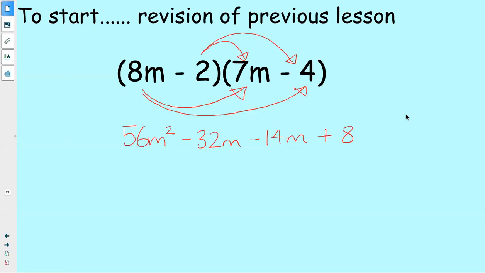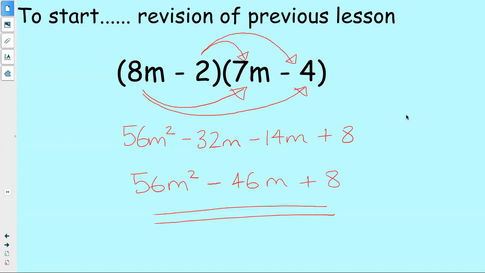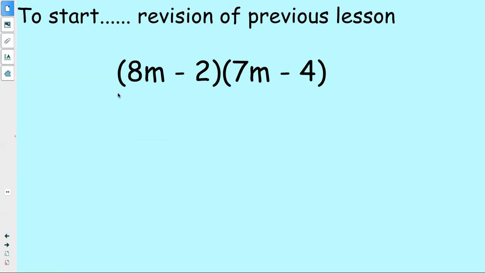And you're just going to simplify and it becomes 56m squared, subtract 46m, and add 8. Okay, that's your final answer.